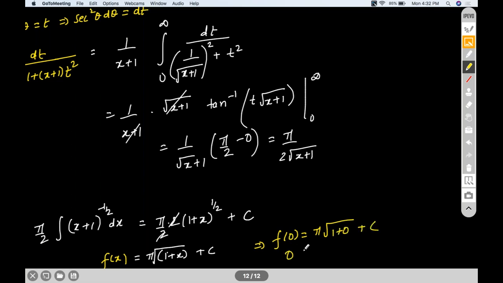Okay. So this will be 0 itself. This will be pi plus c. So c becomes minus of pi. Put this back over here.